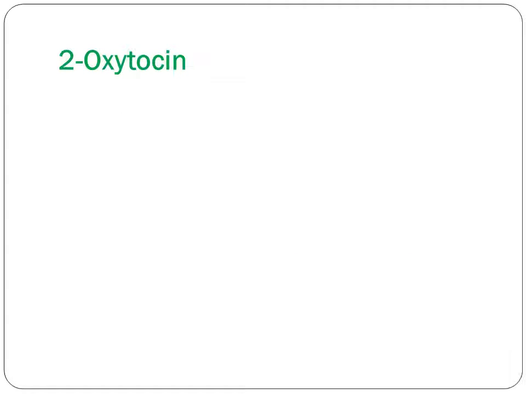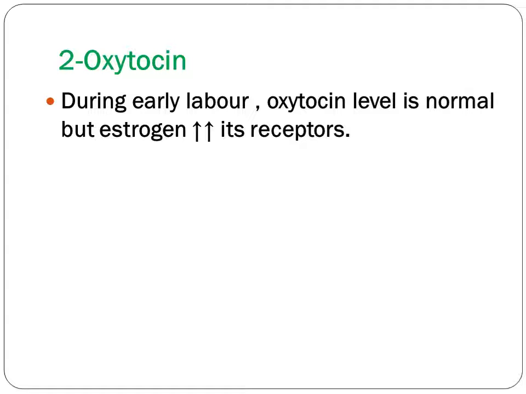The second hormone which is involved in the labor mechanism is oxytocin. Oxytocin plays an important and essential role in the initiation and the maintenance of the process of labor till the fetus is delivered. During early labor, oxytocin level is normal. However, the increase in estrogen will increase the receptors of oxytocin. So even if we have the normal level of oxytocin, the action of oxytocin will increase due to the increased number of its receptors.